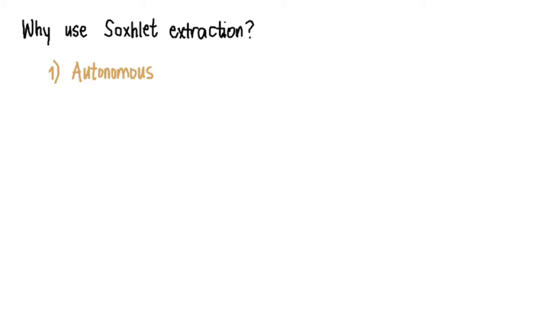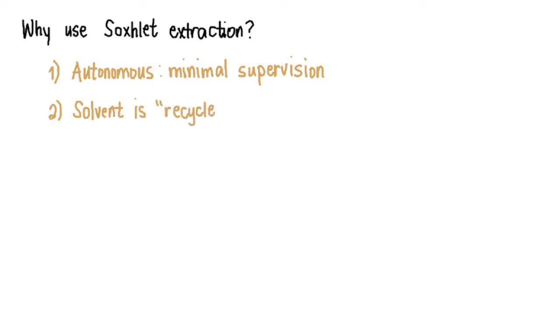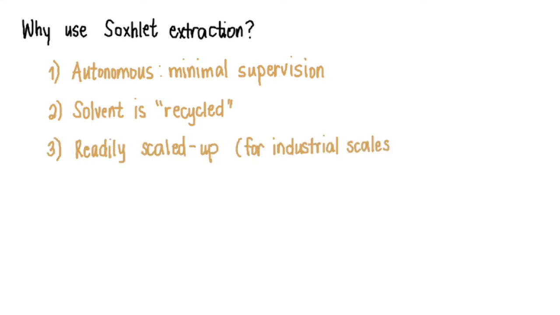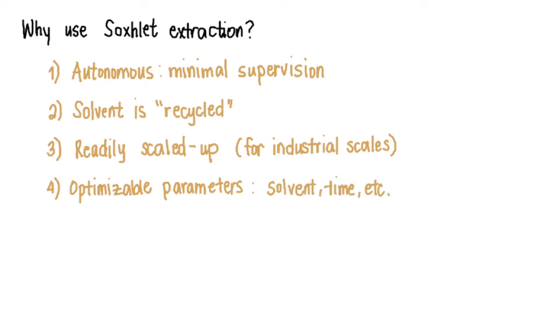Now, what are the advantages of using Soxhlet extraction over other extraction methods? For one, this method is autonomous. Once the setup is finished, you can go and do other stuff. Second, you don't need to use a large amount of solvent because the solvent is sort of recycled. It is also easy to scale up any Soxhlet extraction. Finally, it is fairly easy to optimize Soxhlet extraction parameters, such as the choice of solvent and the length of time in running the extraction.